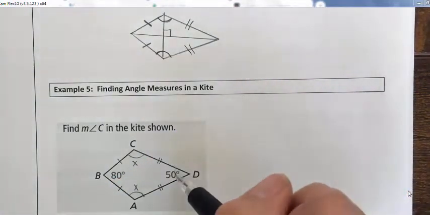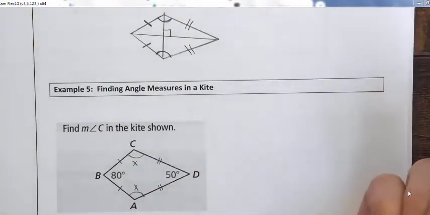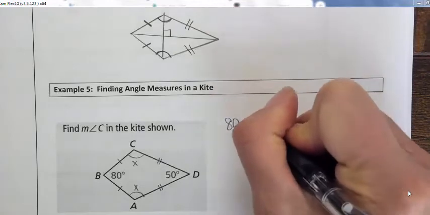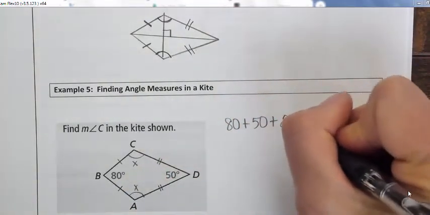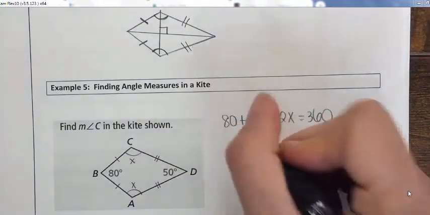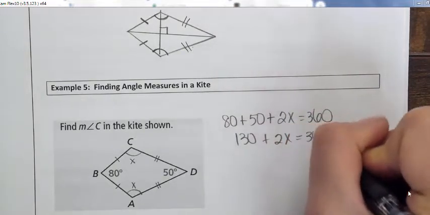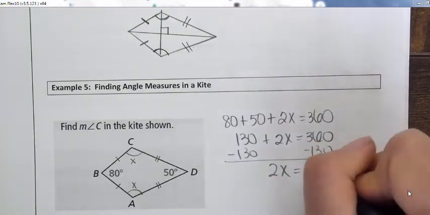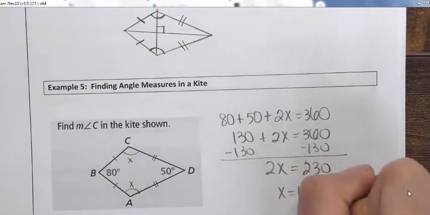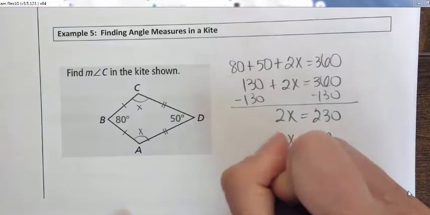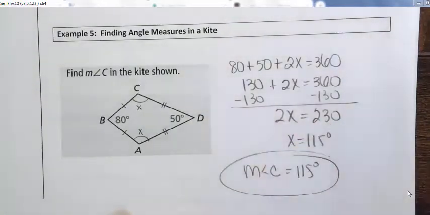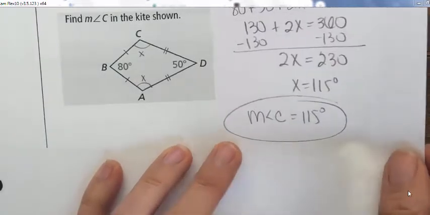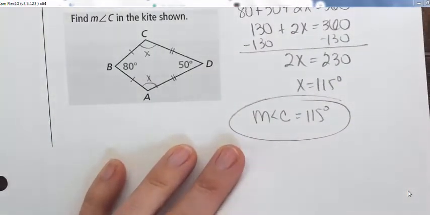Now this is a quadrilateral, so what do you know about all the angles in a quadrilateral? What is their sum? Any quadrilateral, the sum of the angles is 360 degrees. So I know that 80 plus 50 and then plus my two x's is going to equal 360 degrees. 80 and 50 is 130. So I'll subtract 130 from both sides. So 2x has to equal 230. So x is equal to 115 degrees. So we know that the measure of angle C is equal to 115 degrees. Pretty simple. Once you know these properties, it's actually super easy. And the goal is to learn all these different properties for every single quadrilateral in this chapter.